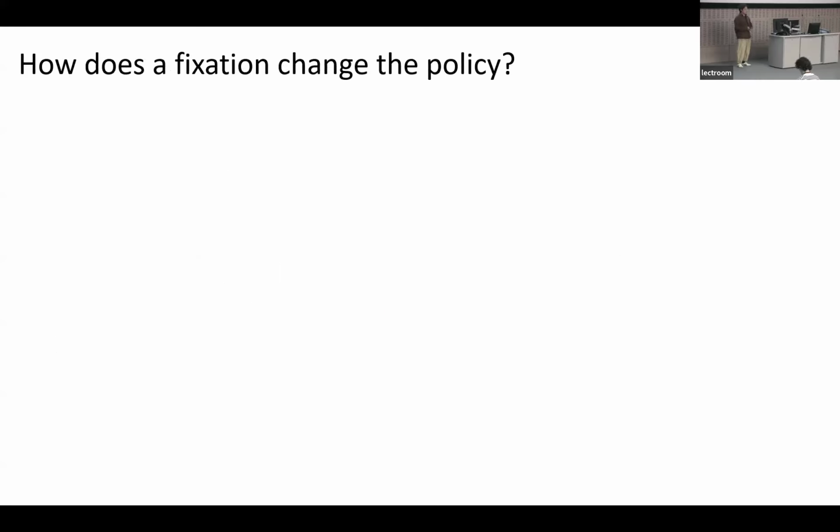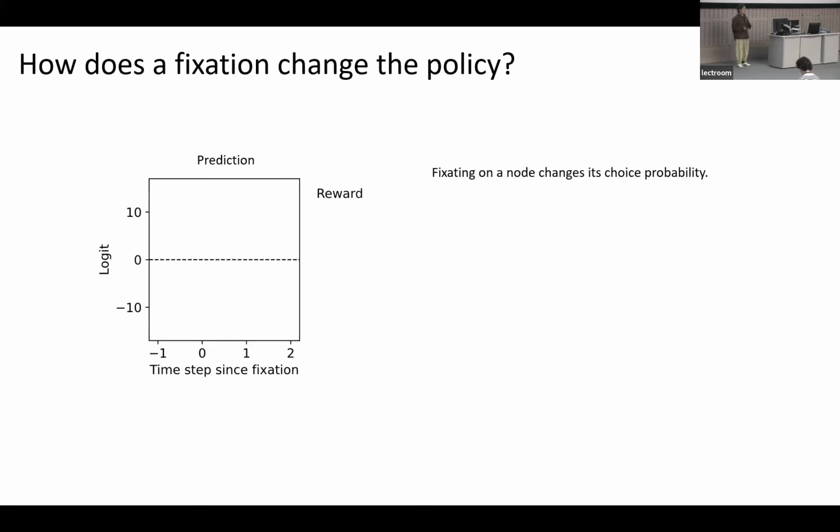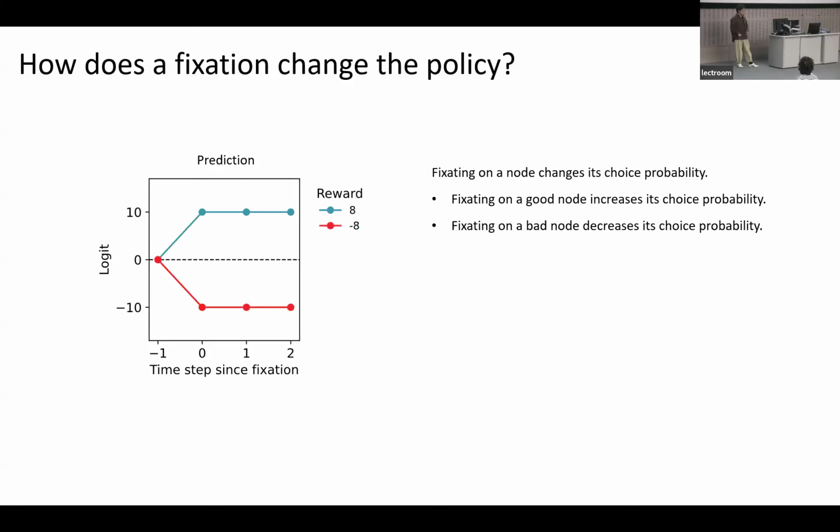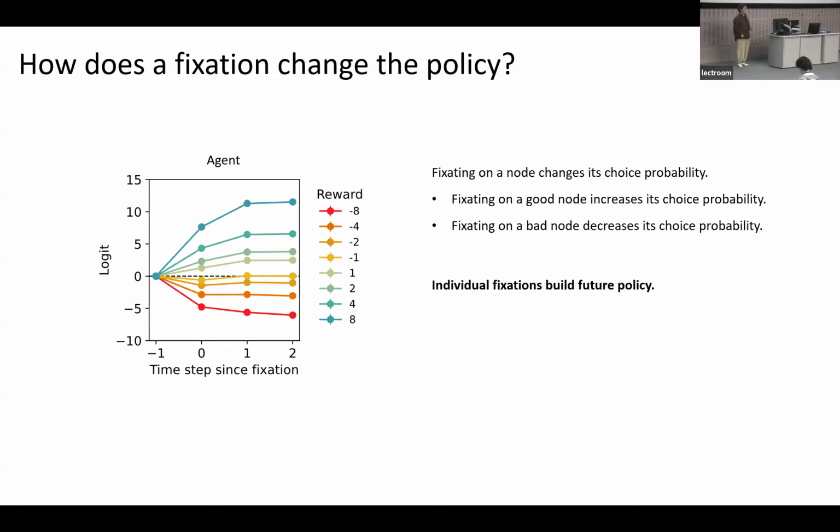Next, we will dive into the mechanism and ask how the agent actually solved the task. We start by asking how each fixation changes the policy. We predict that fixating on a node changes the probability of selecting that node. So specifically, fixating on a good node will increase the probability of choosing it, and fixating on a bad node will decrease the probability. And this is exactly what we see. The policy changes after a single fixation, and it increases or decreases depending on the reward. So we know that the agent uses individual fixations to dynamically build its future policy.